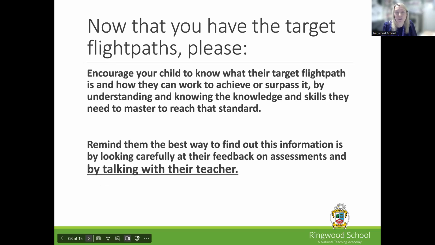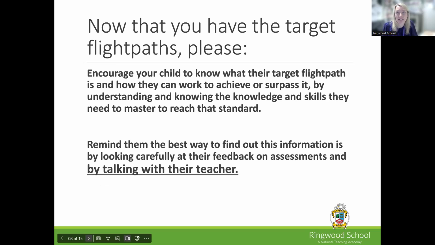So now that you have the target flight paths for your child, please can you encourage your child to know what their target flight path is and to start talking to their teachers about how they can work to achieve it, how they can work to surpass it, to get beyond it.